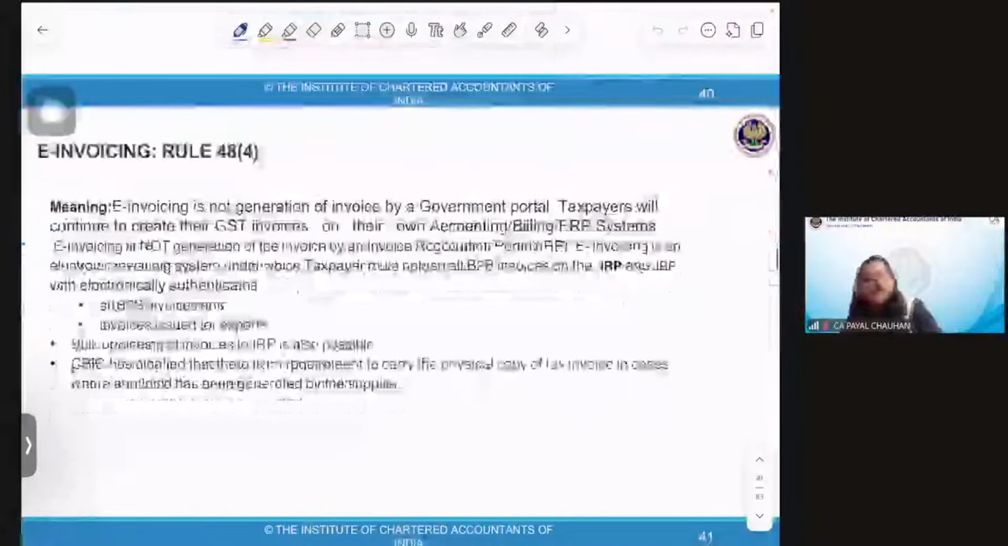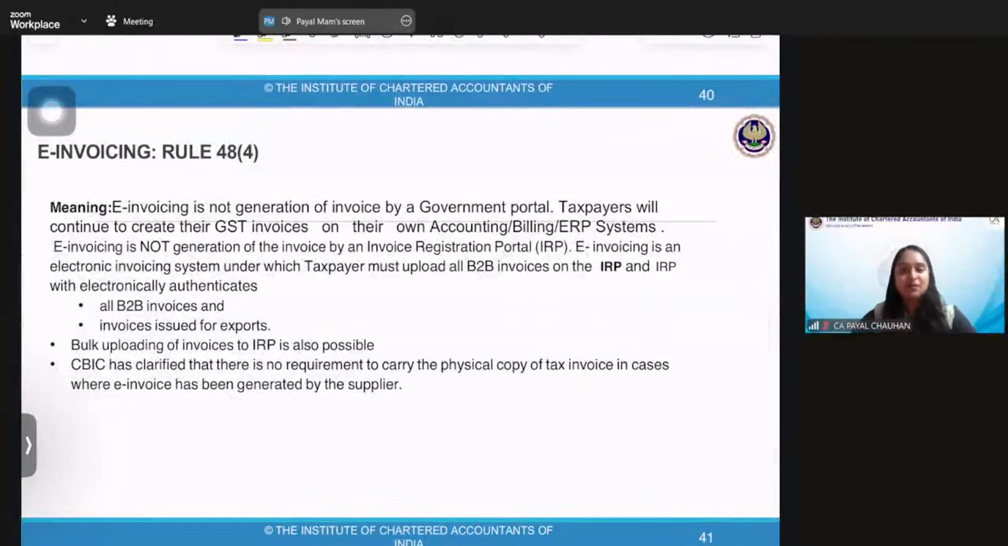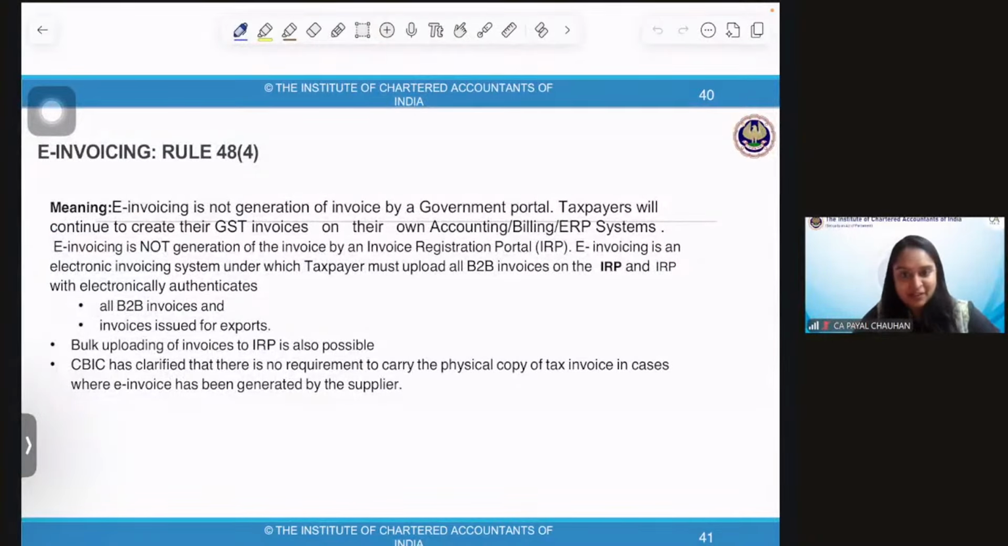So with this, today we'll be doing e-invoicing. Whatever is left, I'll complete the chapter, and then same as the last day, we'll have a rapid fire round where I know you people will give me quick answers, and I'll be very happy. So it's e-invoicing.